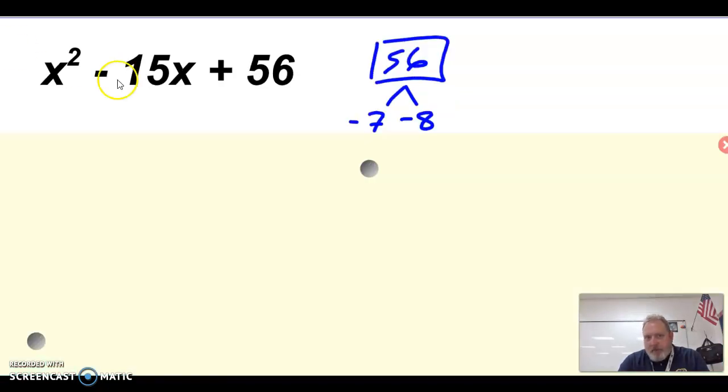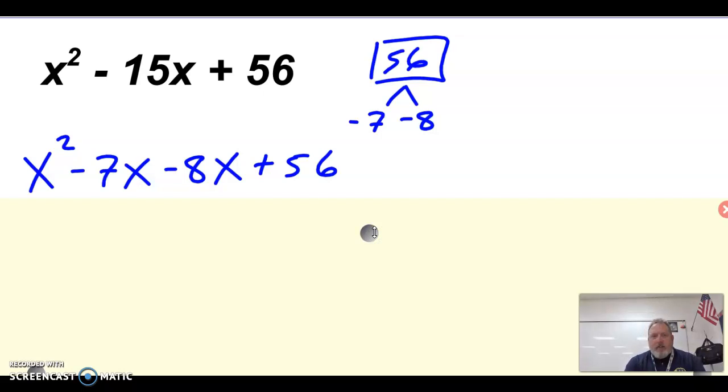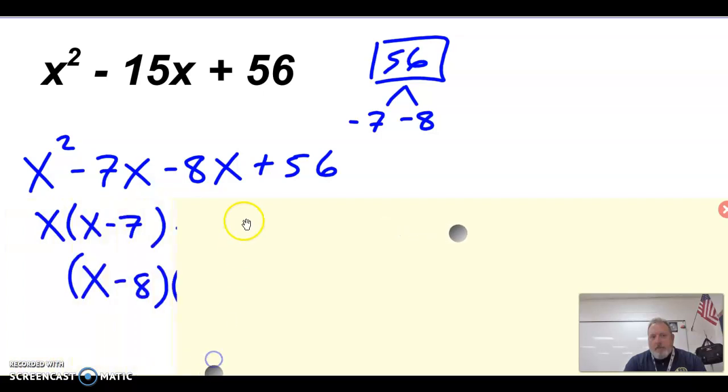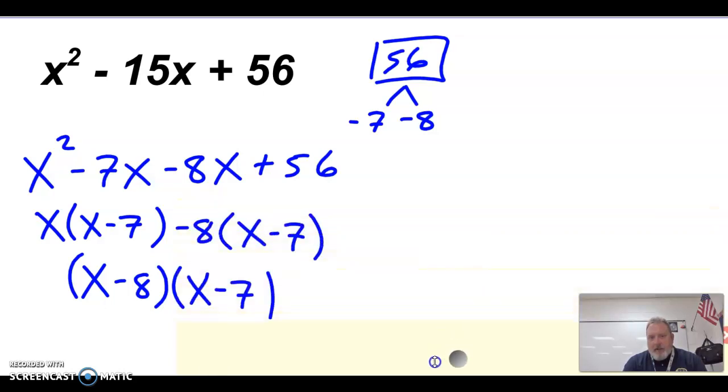Same idea here, a little bigger numbers, that's okay. Lead coefficient today is always going to be 1. So 1 times 56 is 56. Two numbers that multiply to that and add up to negative 15 are negative 7 and negative 8. So I'm going to rewrite this as negative 7x and negative 8x. First two terms have an x in common. My second two terms have a negative 8 in common. And I get to my answer, x minus 8, x minus 7.